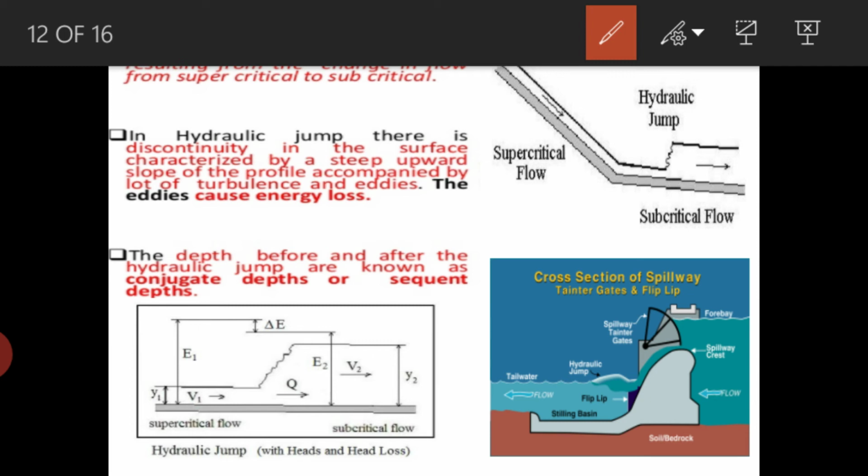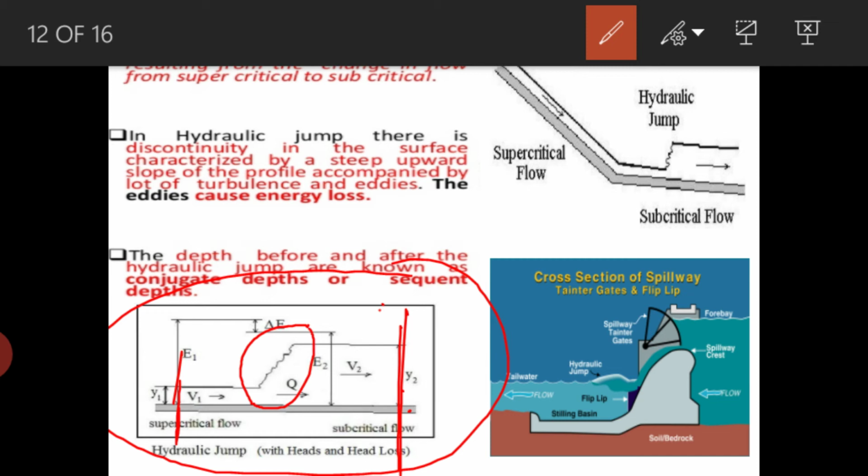In this particular figure, the depth before the jump is represented as y1 and the velocity is v1, and the discharge passing through here is q. After the jump the depth is y2, and the discharge passing is also q. Means the discharge can be passed in two depths: one having a lower depth and higher velocity, and another one having a higher depth and lower velocity. Then the flow loses a certain amount of energy here, that is called energy loss.